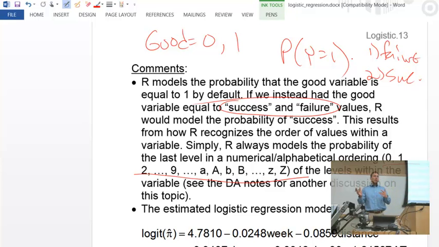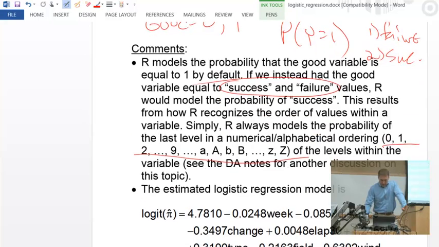And what R would always do is set the first level essentially equal to 0, failure equals 0, and then the second level will be the 1. So that's how you know what R is actually modeling. You put it into the order that R has for qualitative variables, and the second level is what R is modeling. Trust me, that can be confusing. In particular, I know, for example, in SAS, proc logistic will actually do the opposite. So please be aware of that.